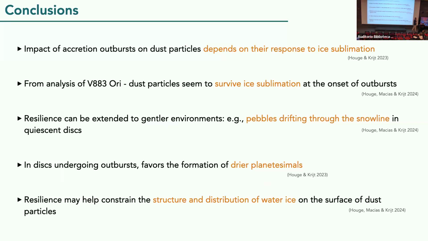And I spoke about the water snowline in a quiescent disk, but you can imagine that for any sublimation you like. This kind of accretion outburst can lead to the formation of dry planetesimals extremely long after the outburst has ended. So imagine a young star with a lot of outbursts. Well, I really don't know how we are going to make wet planetesimals in this context. And the last conclusion, I don't have too much time, so I will stop here.